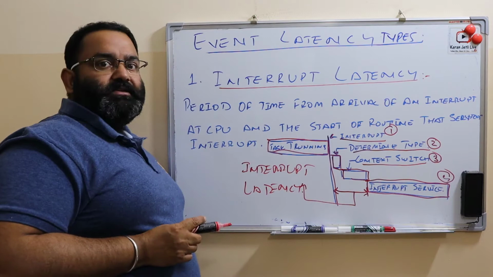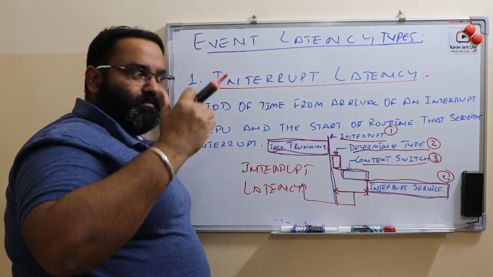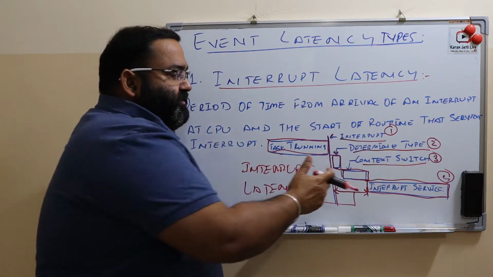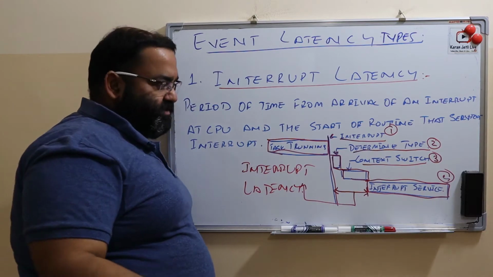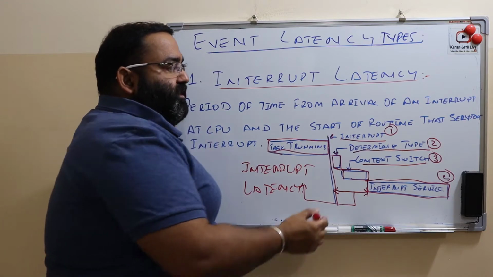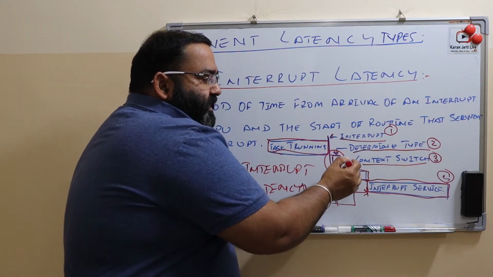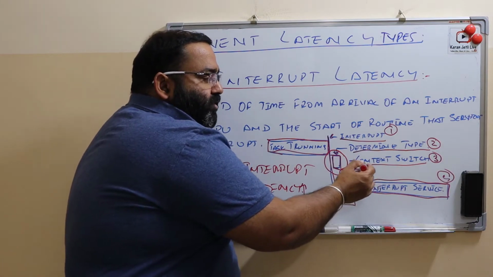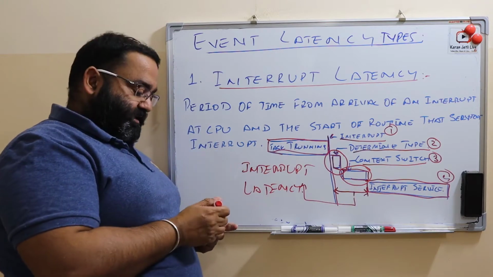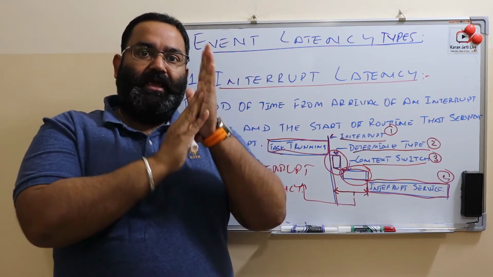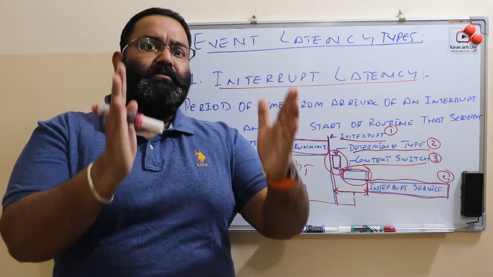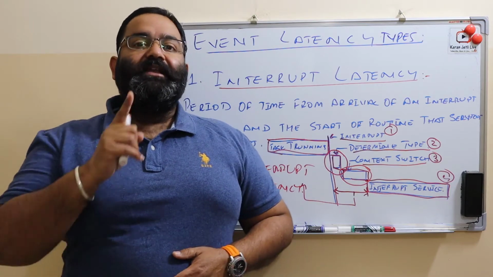So what is interrupt latency? Some task is running, and some interrupt comes. The CPU takes some time to determine what type of interrupt it is. Then the CPU does the context switch. After the context switch, the CPU starts servicing the interrupt. The time required to determine the interrupt plus the time taken by the context switch together is called interrupt latency. That is the time gap between when the interrupt came and when the CPU started servicing it.